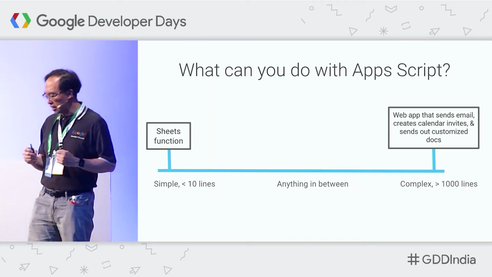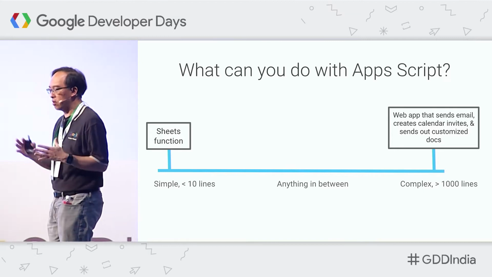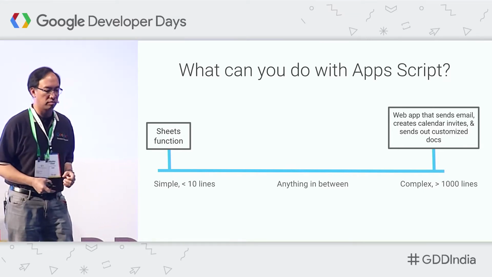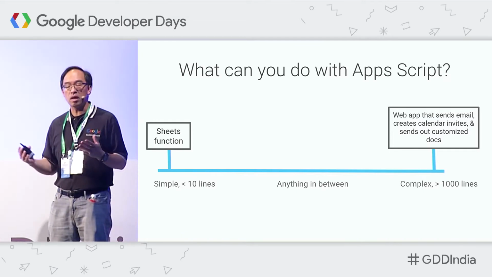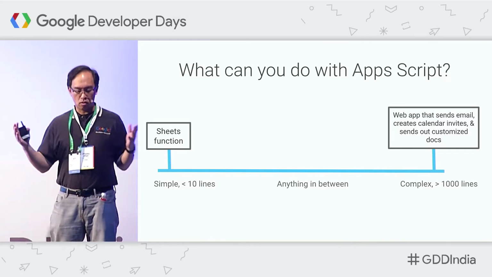Okay? What kind of things can you do with AppScript? It could be something very simple like a function in a spreadsheet. Or it could be a complete web app that does lots of different things, many, many lines of code. And, of course, everything in between.